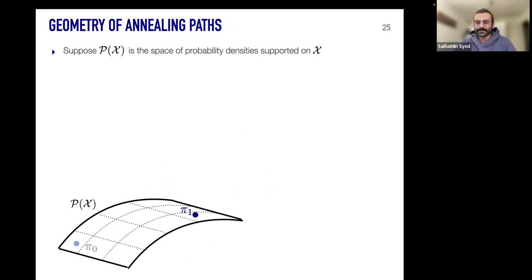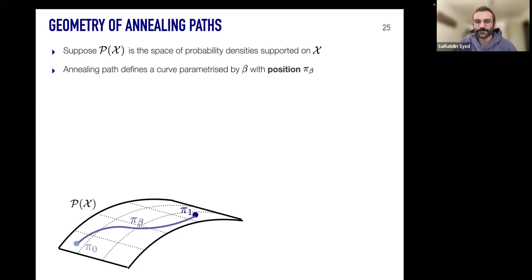To analyze this a bit more concretely, I want to first take a step back and forget about the discrete approximations, our discretization of our annealing path itself. Let's look at the annealing path as a continuous quantity. If P of X is the space of probability densities supported on X, you can now reinterpret this annealing path that we had earlier as a curve in the space of probability distributions. And this beta parameter that we had, you can interpret as a parameterization of this curve.